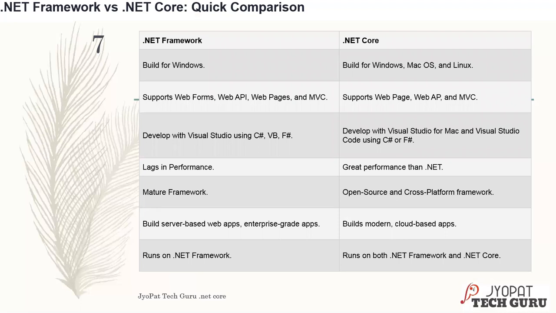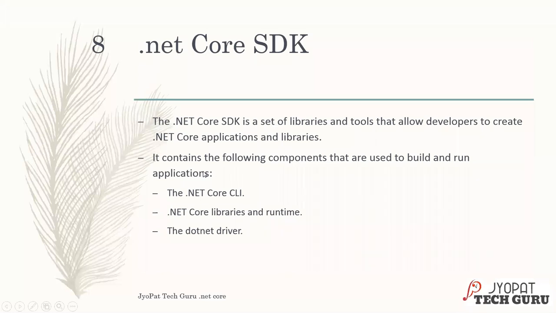So I have got a table here which will explain the major differences. .NET Framework is built on Windows, .NET Core is built for Windows, Mac operating system, and Linux. .NET Framework supports web forms, web API, web pages, and MVC. .NET Core supports web pages, web API, and MVC. .NET Framework is developed with Visual Studio using C#, VB.NET, F#.NET. .NET Core is developed with Visual Studio for Mac and Visual Studio Code for C# or F#. .NET Framework lags in performance as there are a lot of constraints as far as request and response are concerned. Here most of the things are getting converted to HTML.